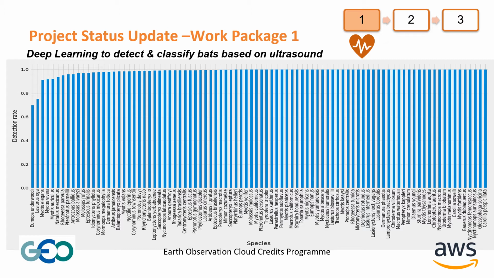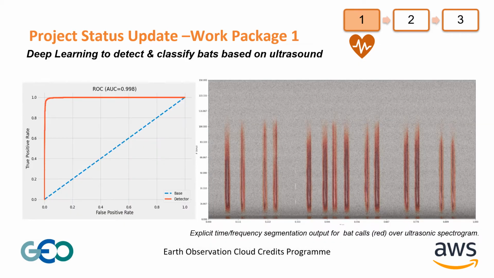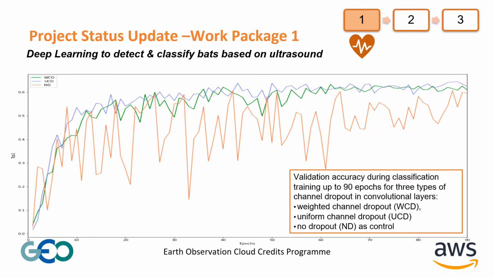We used a fully convolutional neural network as a backbone for all models, and all experiments were performed in parallel using the Amazon SageMaker platform and single ml.p3.2xlarge instances. And thanks to its fully convolutional properties, our detection model can also yield explicit time-frequency segmentations over spectrograms from which binary masks and bounding boxes can be produced. We found that test results for different versions of channel dropout within classification show that uniform dropout is the best regularization approach for our case.